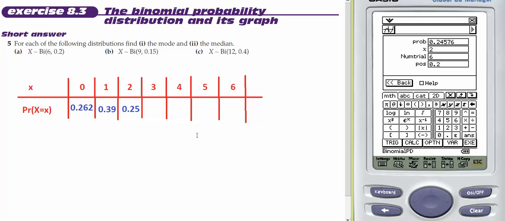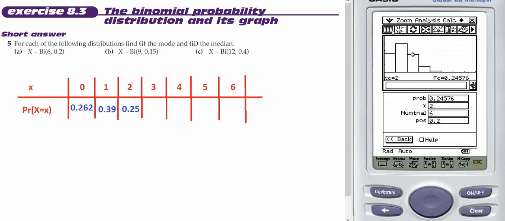What's a little bit nice about this is that I can also get a graph. And the graph shows me the distribution when x equals 0, when x equals 1, 2, 3, 4, 5, and 6. And as you can see visually, the mode is going to be at x equals 1 because that's where the probability is highest. So my mode is x equals 1.